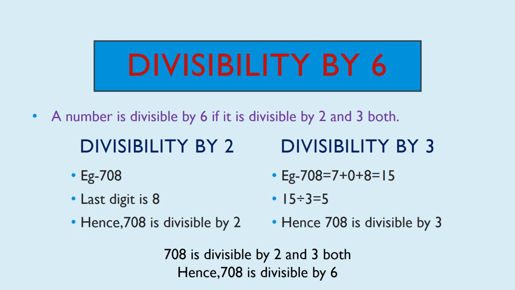Now let us take an example, 708. Now the last digit of the number is 8, hence 708 is divisible by 2. Now let us check divisibility by 3. You have to sum the digits of the number, that is 7 plus 0 plus 8. On adding, you get 15. Is 15 divisible by 3? Yes, 5 threes are 15. So 708 is also divisible by 3. Now you can see 708 is divisible by 2 and 3 both. Hence, 708 is divisible by 6.